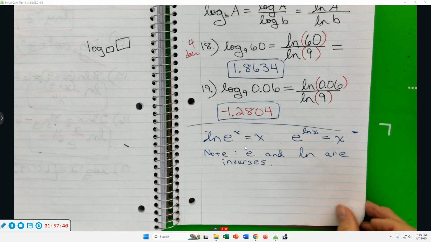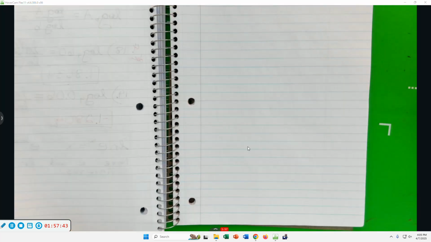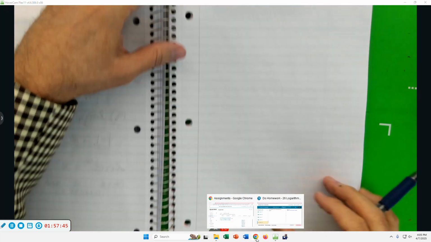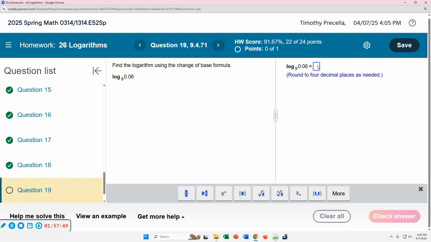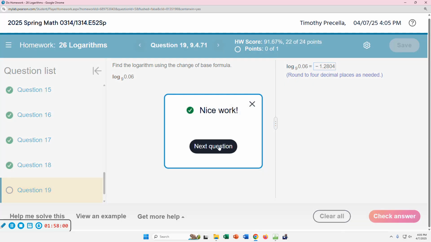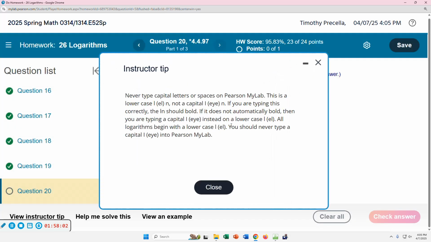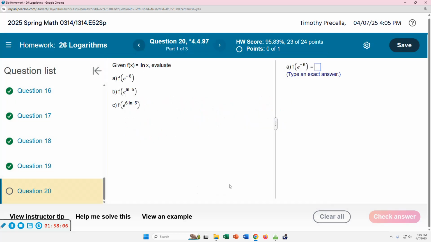Now we're going to do the last problem in this assignment, number 20. Oh shoot, I didn't type in this answer. What was it? Negative 1.2804. Oh, okay, good. What I'm trying to tell you is don't type a capital I in. It's ln.